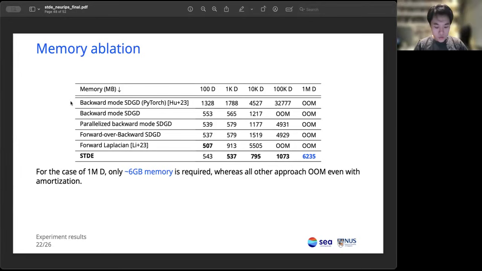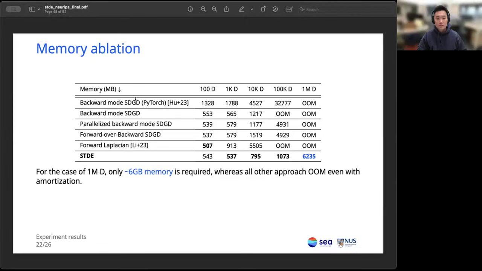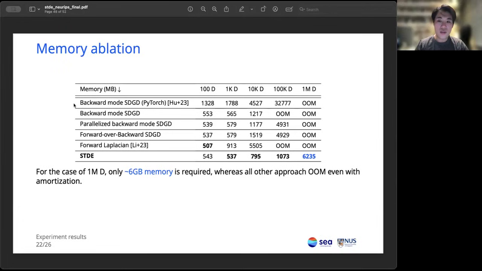Okay, to answer your question, in this work I will say the accuracy that we get is essentially the same as SDGD. So any conclusion drawn from that paper in terms of accuracy is still valid. It's just that the speed and memory usage can be lower by a lot by using this alternative way to compute the gradients.